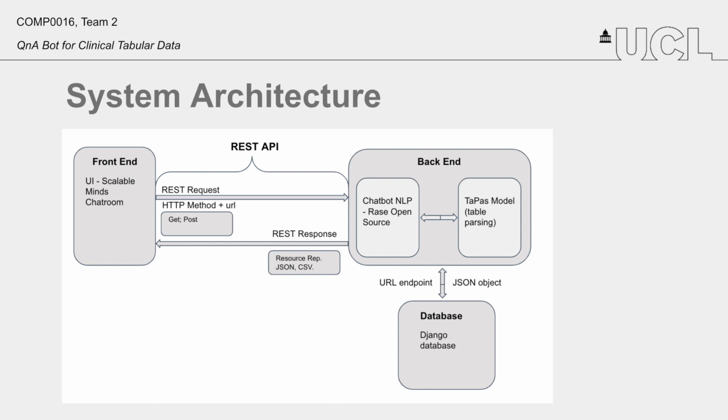The RASA server detects that the user is asking a question and will send the data and question to Tapas. We have an additional post-processing pipeline where the Django database is contained. It's used to cross-check the type and range of the response to filter off incorrect information.